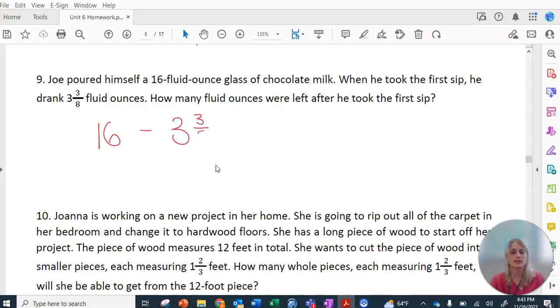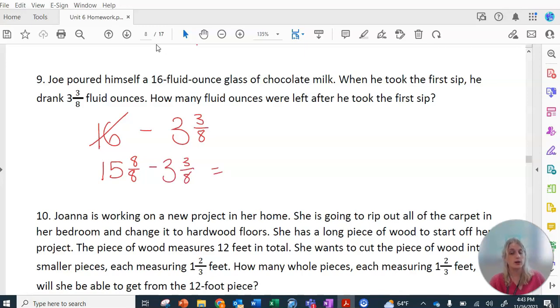16 minus 3 3/8. To do mixed number subtraction, I'm actually going to change this. Like when you regroup and you borrow 1, I'm going to borrow 1 from 16 and make that 15 wholes. And I'm going to write my extra 1 as a fraction out of 8ths, but it still has to make 1 whole. So it's going to be a fancy 1 fraction. 15 8/8 minus 3 3/8.